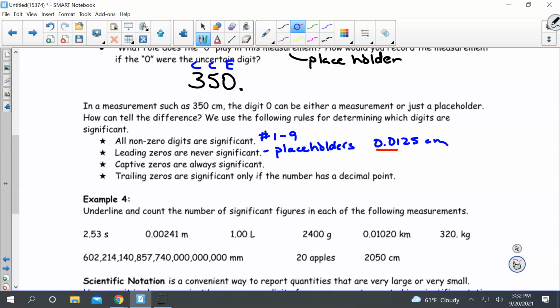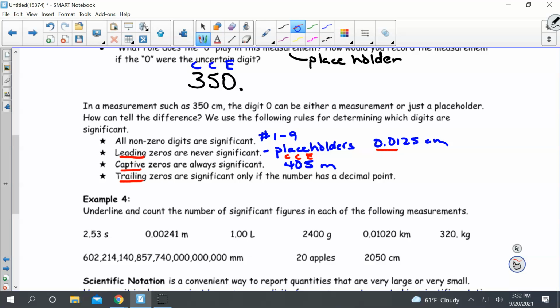Okay? Captive zeros are always significant. So that would be something like if I had 405 meters, guess what? This would be certain, this is certain, and then this is the estimated. Remember, the estimated is that last digit on the right. And if it's the numbers between 1 and 9, it's going to be estimated. So you have to count it. Now, captive zeros are caught in between two numbers between 1 and 9. Leading zeros are out in front.